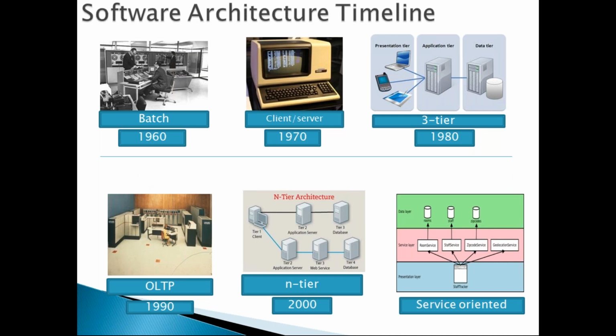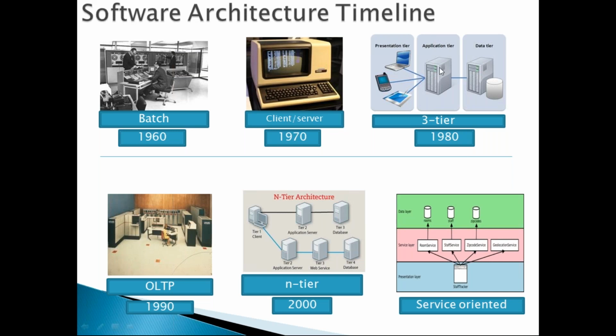And as you can see here, we are using big systems for batch processing, as you can see in the picture. Then we move to 1970. In 1970, people used client-server, where we can store the data in the server, and whenever the client needs the data, he can pull the data from the server and use it. Then in 1980, people introduced the 3-tier architecture. That means in 3-tier we have 3 layers: presentation layer, application layer, and the data layer.